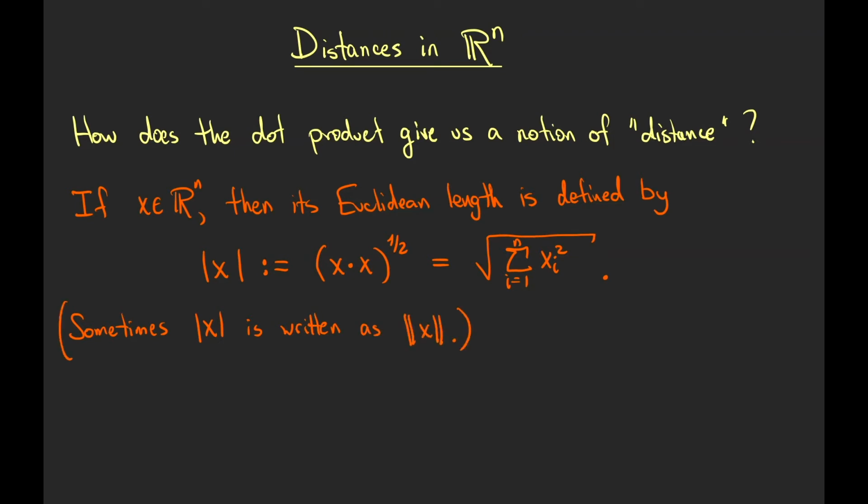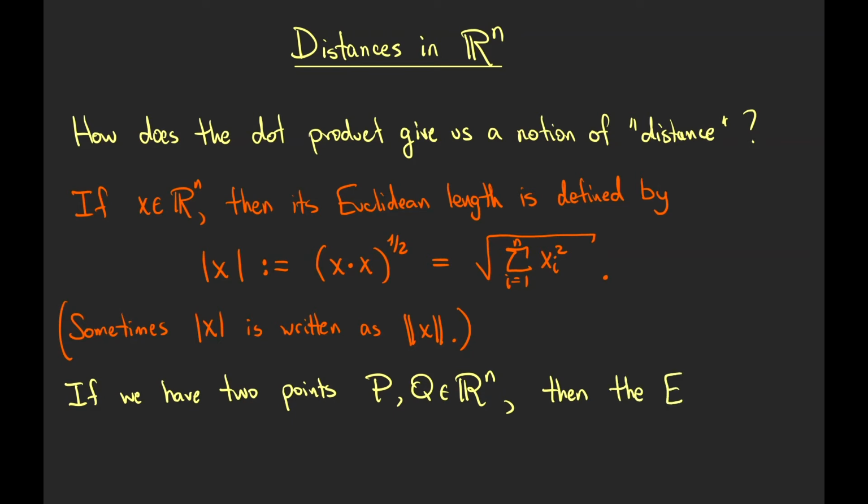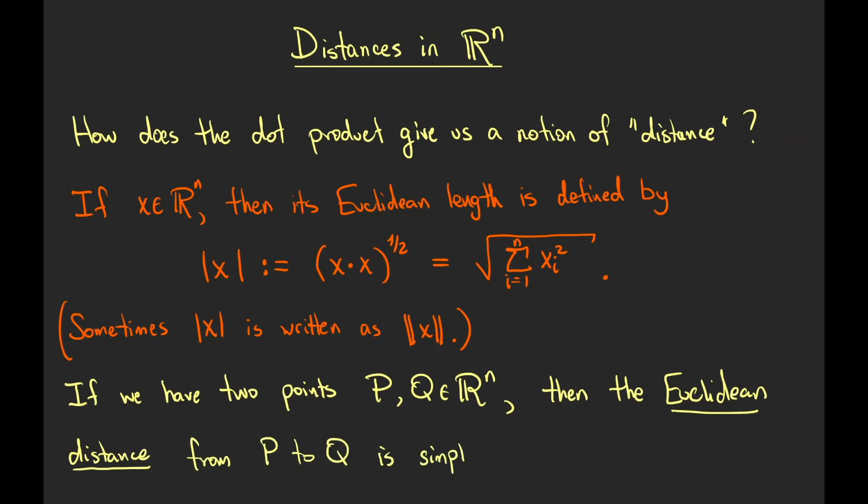All right, so now if we have 2 points, say P and Q, how do we define the distance between P and Q? Well, the distance between P and Q is just the Euclidean length of the vector from P to Q. That is, it's just the length of Q minus P. And since the Euclidean distance is the same for x and minus x, of course, the distance from P to Q is the same as the distance from Q to P, as you would expect.